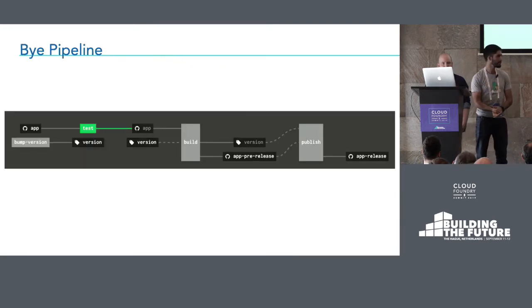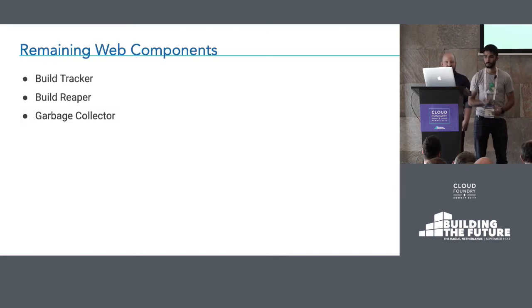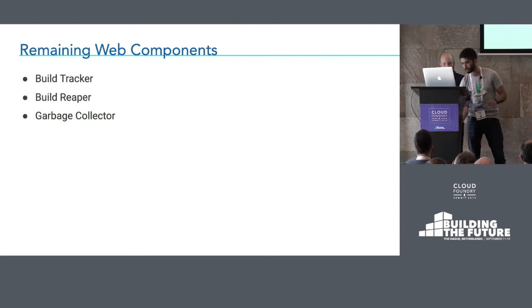All right, so with this, we're going to leave our example pipeline here with the one job passed, and we're going to talk about some of the remaining components in the web node. And those last few components are the build tracker, the build reaper, and the garbage collector. So first up is the build tracker.